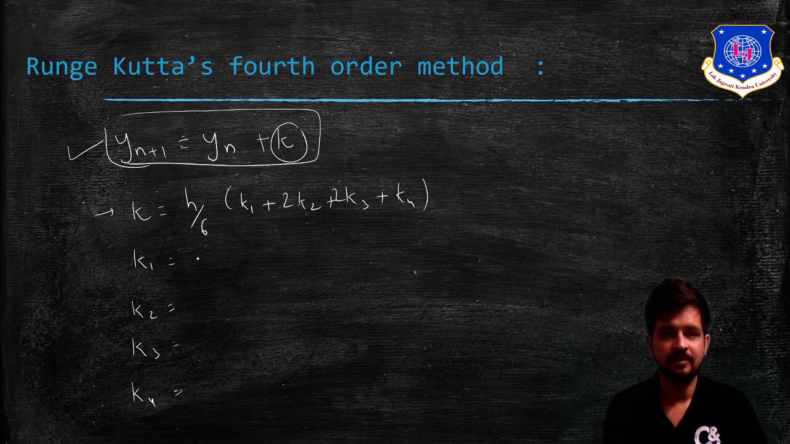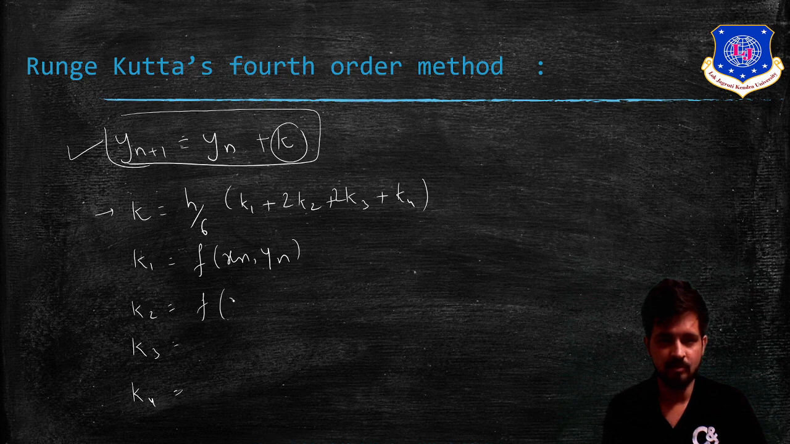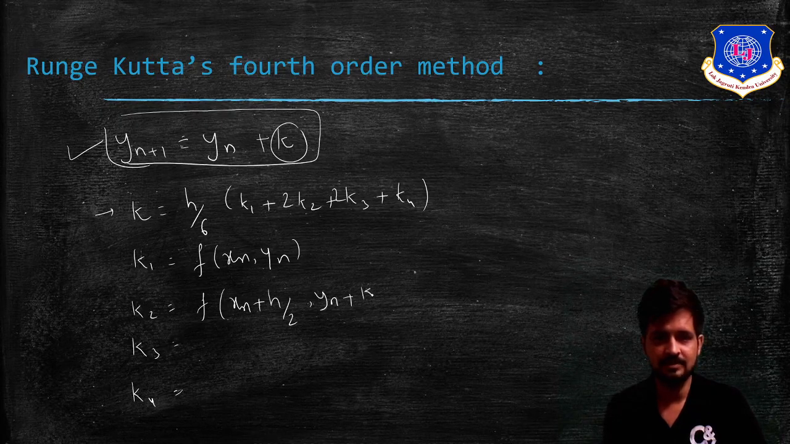Okay, and after that we have to first of all find the value of k1. How can we find k1? See, k1 can be written as f of xn comma yn. It is the slope at the beginning of the interval. Okay, then I have to find the midpoint slopes, and that can be written as f of xn plus h by 2 and yn plus k1 by 2.